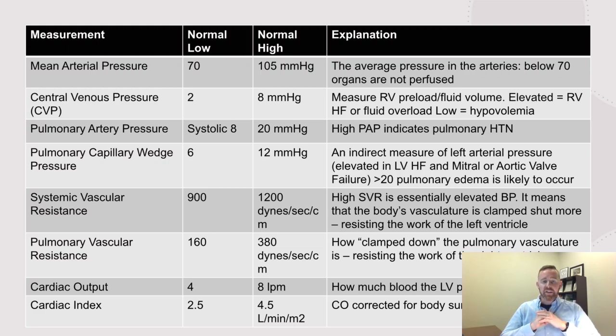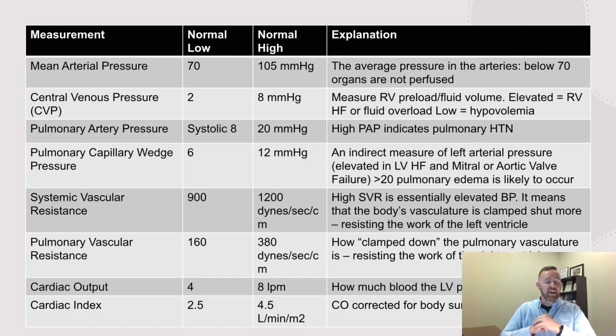All right. The systemic vascular resistance essentially is kind of like measuring a blood pressure. Systemic vasculature is anything after the left side of the heart, right? So including the aorta all the way down to your capillary beds in your tissues. SVR ranges from 900 to 1200.